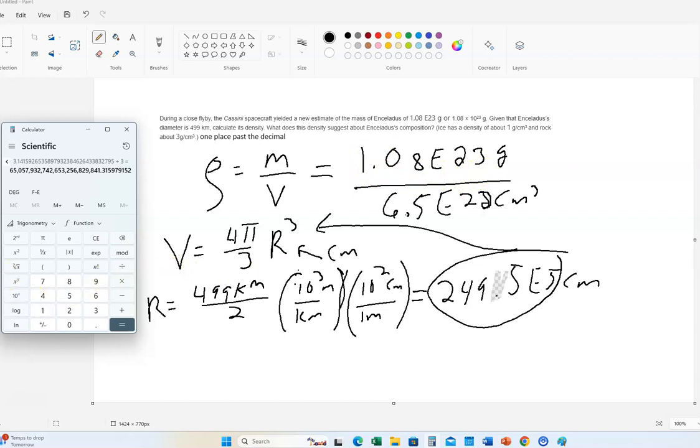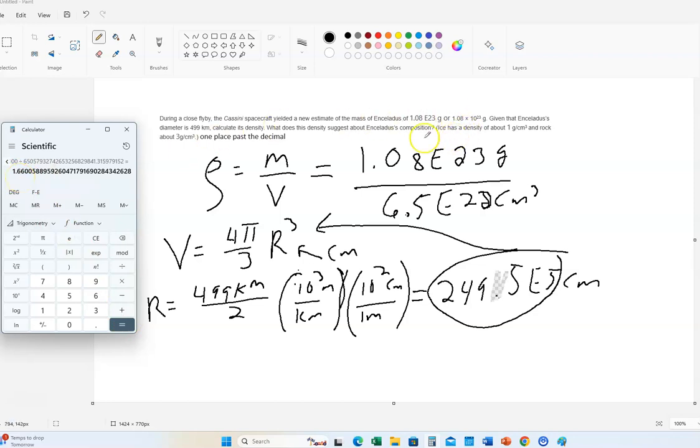1.08 times 10 to the 23rd, divided by this number that's in the calculator. So I'm going to store that. Now it's stored. We're going to watch if I hit recall. See, there it is. So it's going to be 1.08 times 10 to the 23rd divided by memory recall, equals. So the density is 1.66.